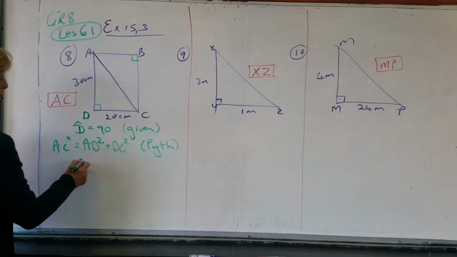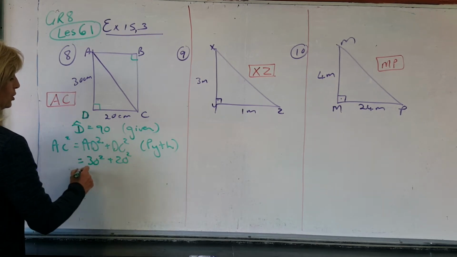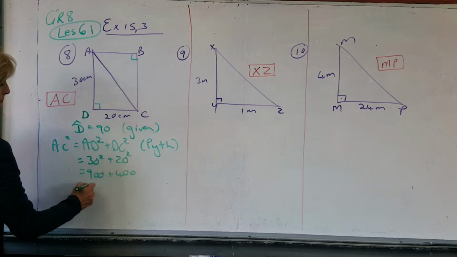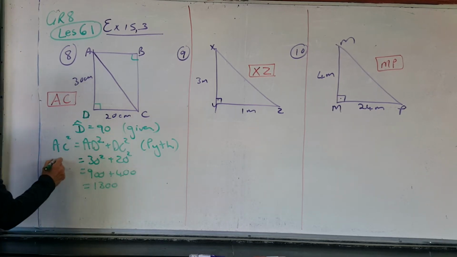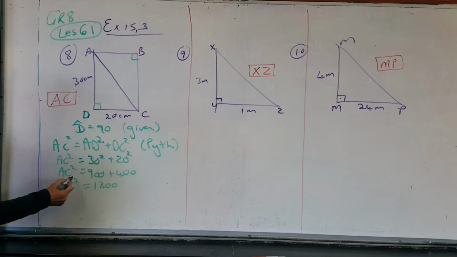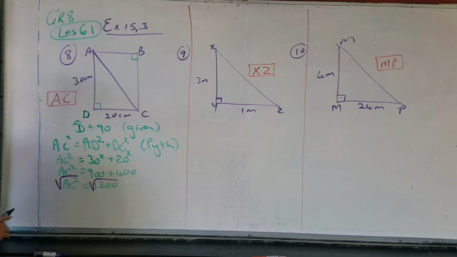So, ons vervang dit. AD is 30, DC is 20, and I use my calculator to go and work out that answer. En dan weet ek mos nou, dis alles AC kwadraat. You can leave that away, but I don't prefer that for grade 8. To get the square away, you square root. Om die kwadraat weg te kry met jou vierkantswortel. En dan kry jy dat AC is gelyk aan.